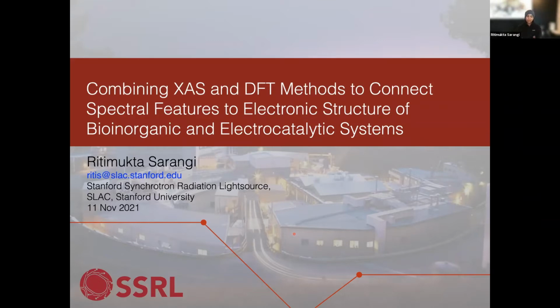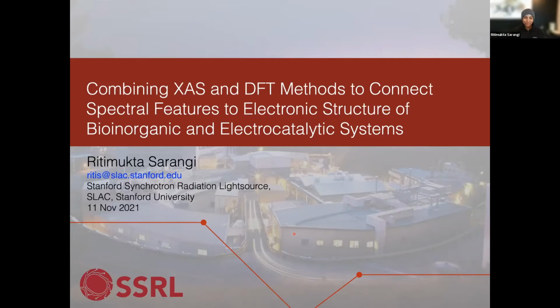I've been at SSRL now for about 15 years, and I've been doing X-ray spectroscopy for a little over 20. Combining XAS with DFT methods is very close to my heart. I have structured this presentation around the examples I've chosen, but also trying to rally the troops into doing more of this type of work.